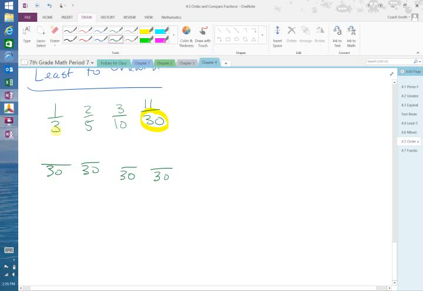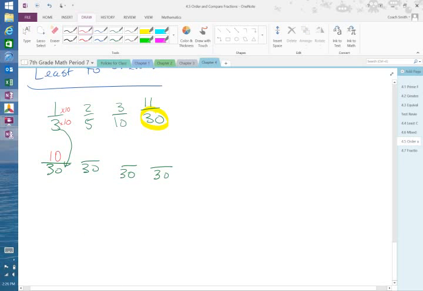Okay, so what did I do to 3 to make it 30? Multiplied by 10. So we got to do the same thing to the top. What did I do to 5 to make it 30? By what? 6. So I do the same thing to the top, which makes that 12. What did I do to 10 to make it 30? Multiplied by 3. So I do the same thing at the top, which makes that 9. This already has 30 on it, so it's 11/30.